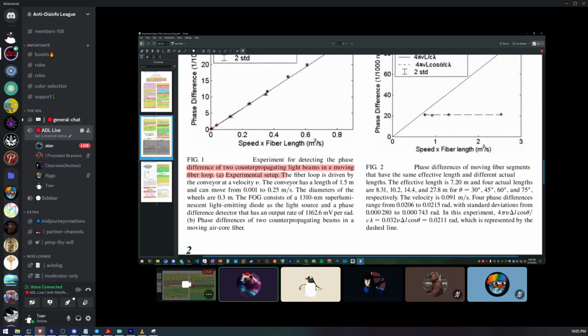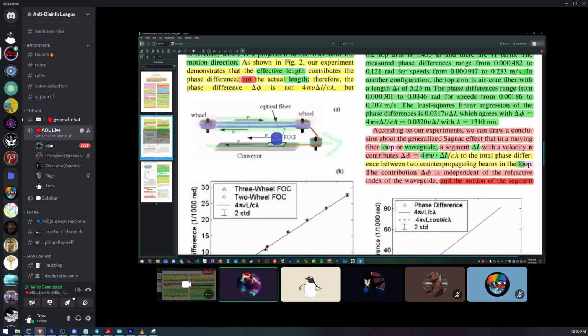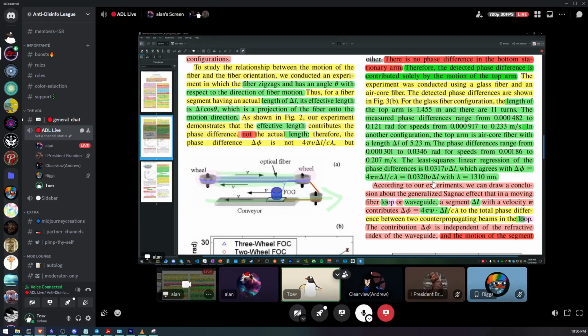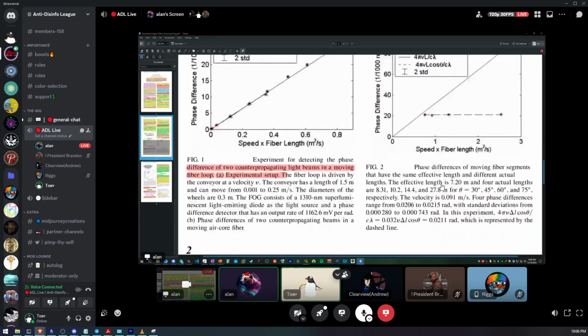All right, experimental setup. So the fiber loop is driven by a conveyor at velocity v. Oh, that's interesting. So it's the conveyor that's moving the whole time then? Oh, that's what I wanted to figure out. That's what we were trying to figure out earlier, when we decided to read the paper.